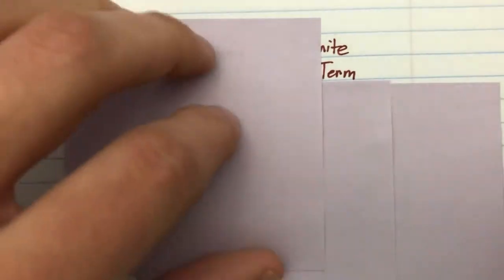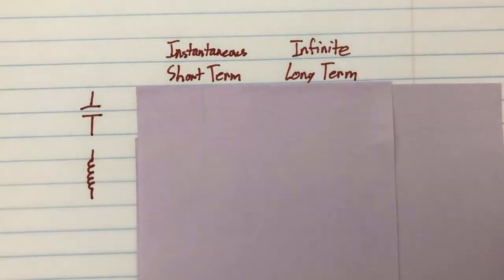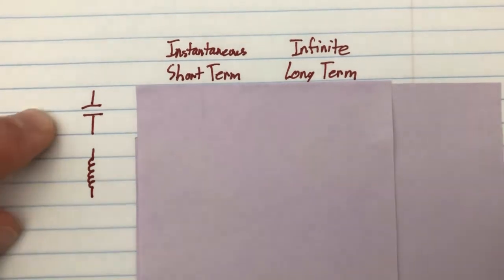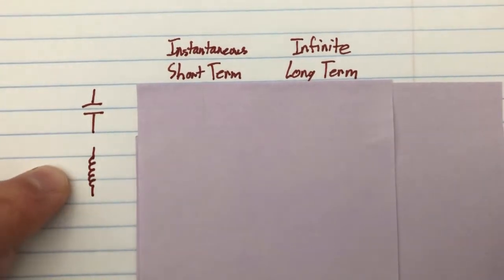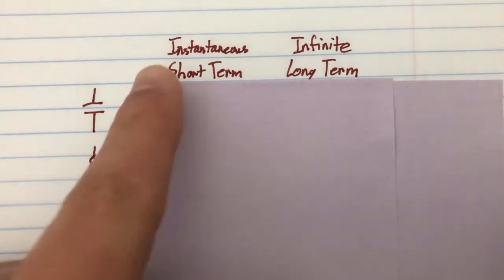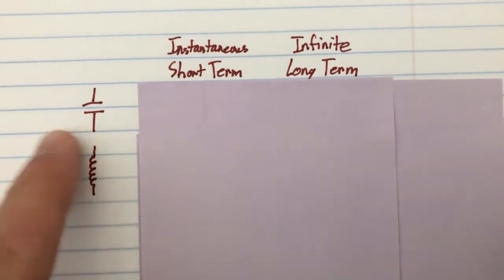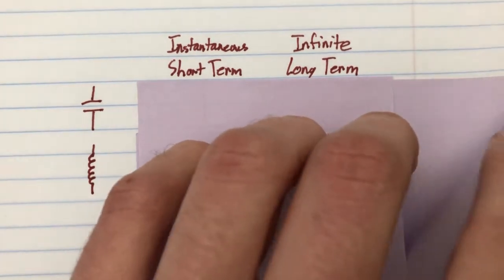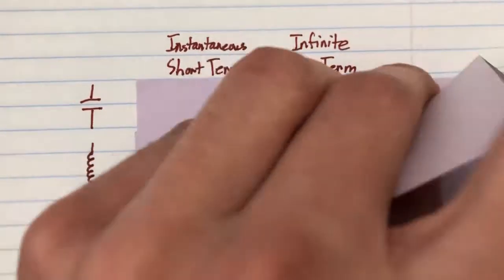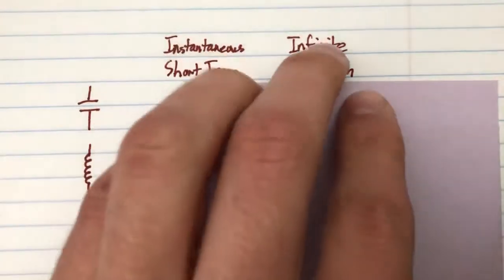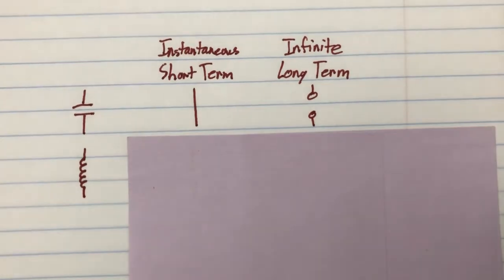Second, I want to give you this chart right here that's been helpful for me to find initial conditions. Basically, you've got a capacitor here and an inductor here. And then these two columns represent the instantaneous short term and infinite long term. Now we know that capacitors act as open circuits in the long term. However, it's important to remember that in the short term, capacitors can function as short circuits.